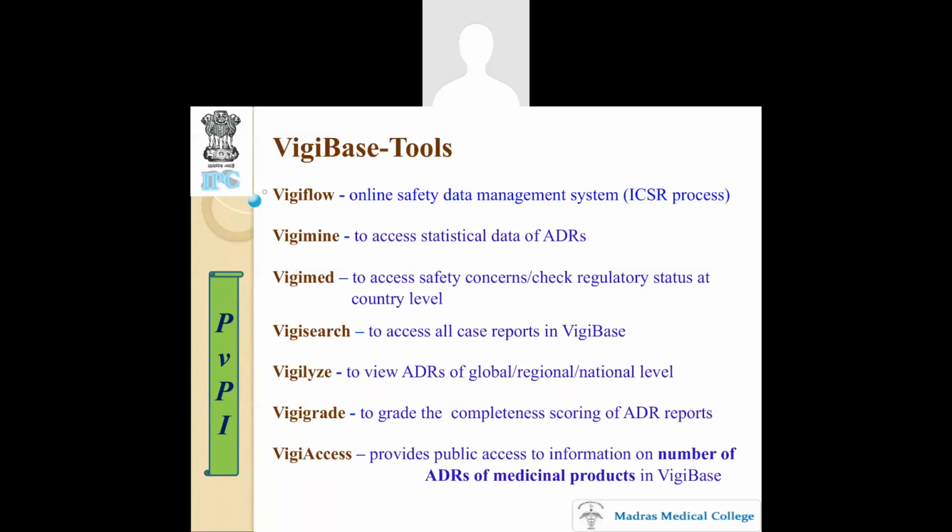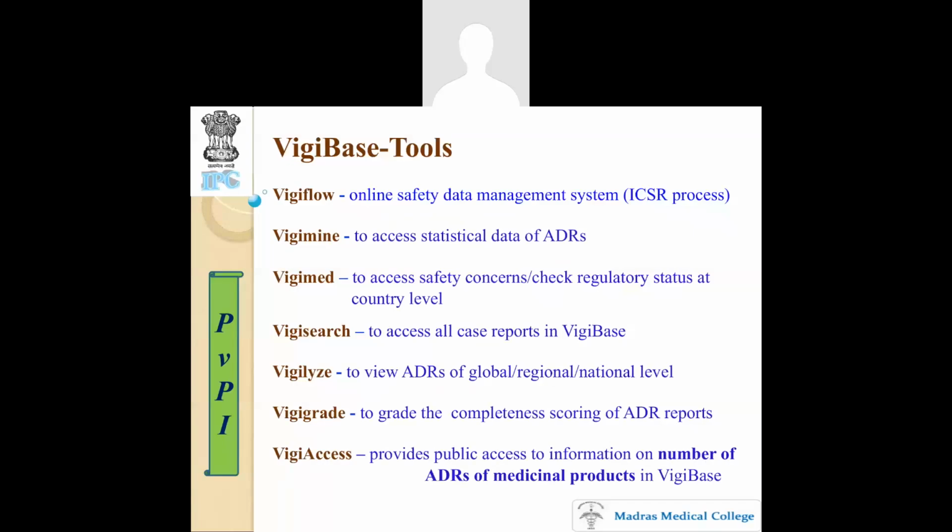Vigiaccess, any layman can also use. There you can see the number of adverse drug reactions pertaining to one drug. You can see the number of ADR reports. Say, for example, paracetamol causes Stevens-Johnson syndrome. You can check how many Stevens-Johnson syndrome reactions with paracetamol were reported to this global database. The number will be shown in the Vigiaccess website. You can just search Vigiaccess on Google, open it, type the drug name, and whichever adverse drug reaction you want to see, the number will be displayed. Whereas Vigilize is used for identifying signals.